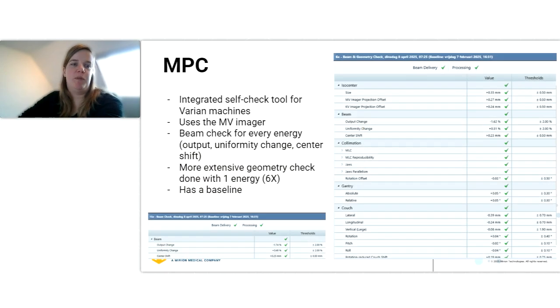The MPC, for people who don't know, is an integrated self-check tool for Varian machines, which uses the MV imager and does a beam check for every energy. You can see here below, it checks output change, uniformity change, and center shift. And then for one energy, you do a more extensive geometry check, which also checks MLC and gantry, couch, things like that. Important to know is that it works with a baseline for the output and the uniformity.